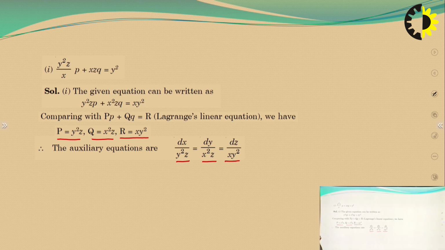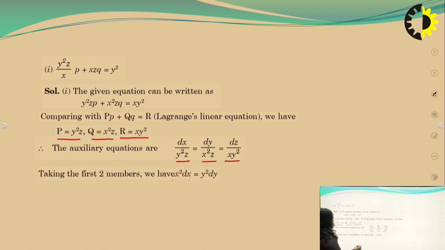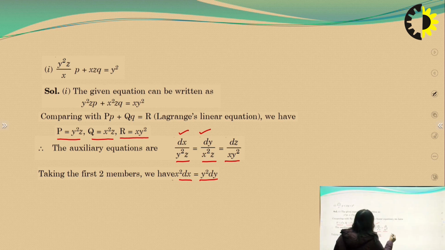Now, logically, if I compare the first and the second equation, I am having x square dx equal to y square dy. Because when I consider these two equations, this z will cancel out on both sides and I am left with x square dx equal to y square dy.